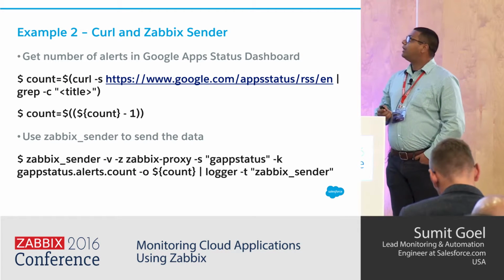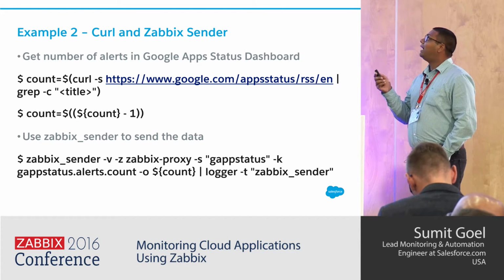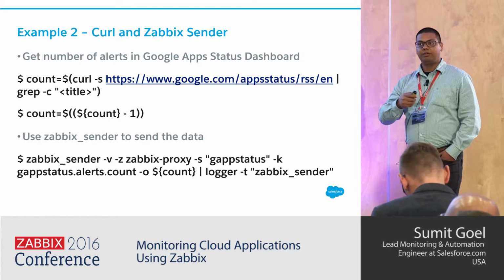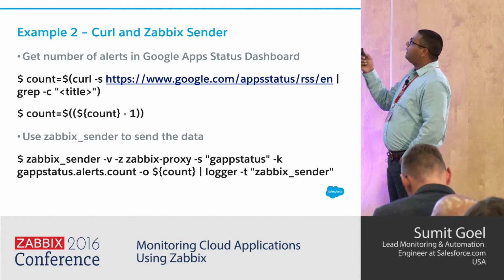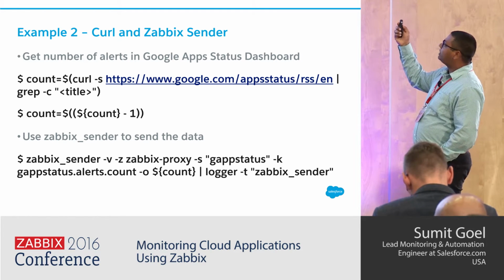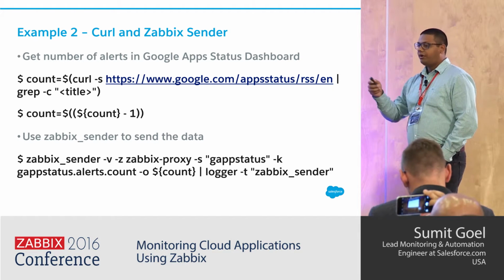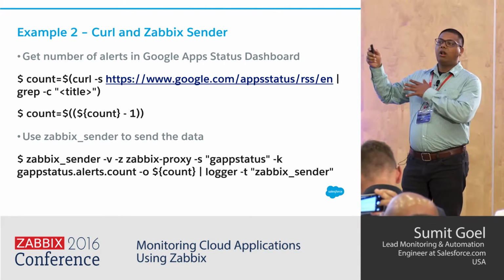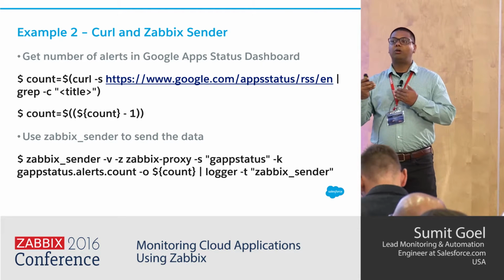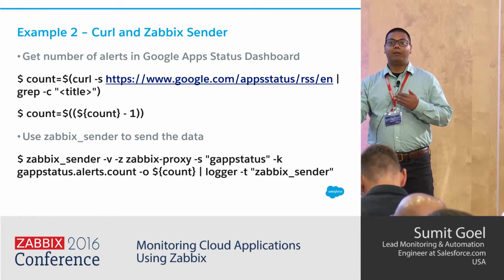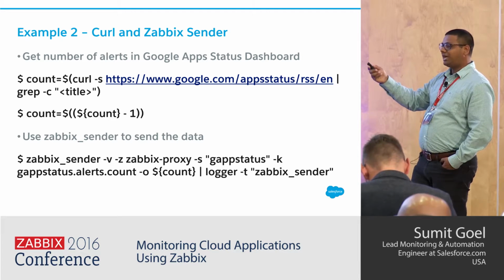Here is another example that uses curl and the Zabbix sender. This reads the data from the Google Apps status dashboard, where you have the traffic light format signals: green, yellow, red. It simply parses the RSS feed on the app status page and counts the titles. We can do a lot with this, but this is a very basic example. It's going to show you the total number of alerts present in the Google Apps dashboard, and use the Zabbix sender to send the data to the Zabbix server.